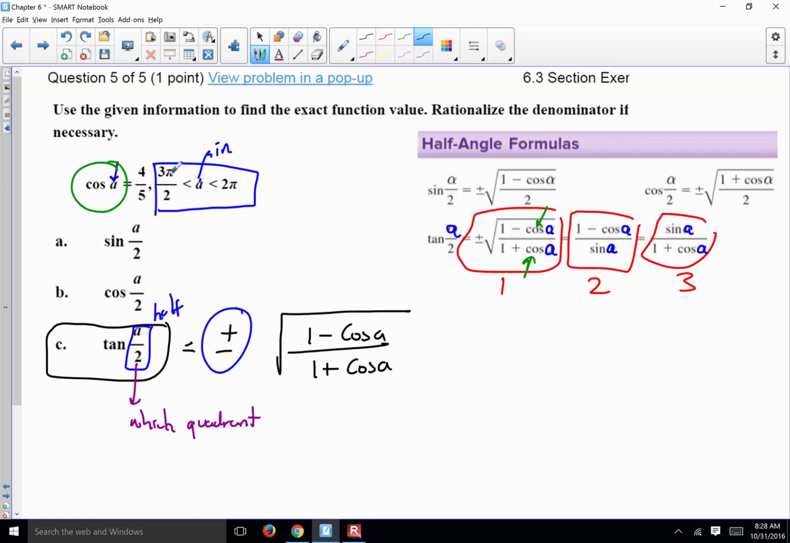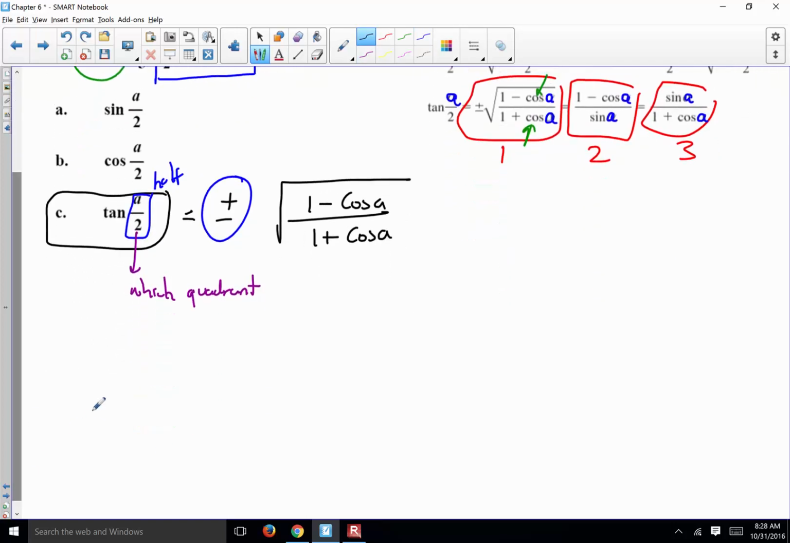270 to 360. 3 pi over 2 is 270. 2 pi is 360. A is in quadrant 4. But where is a over 2 so I can determine the sign of tangent? There we go. If a is between these two, I divide all 3 sides by 2, and I get this.